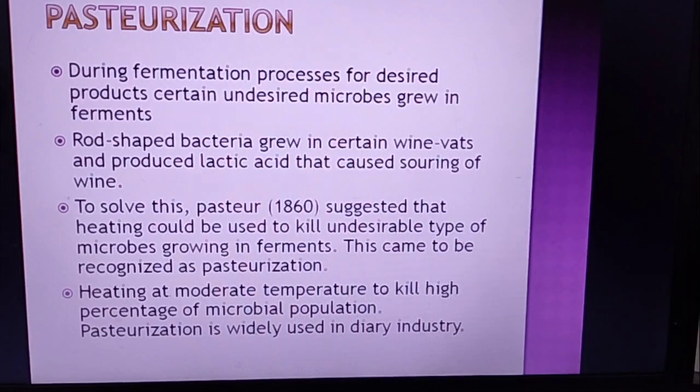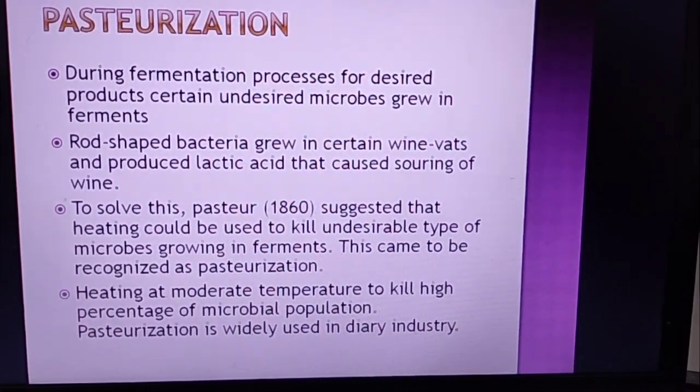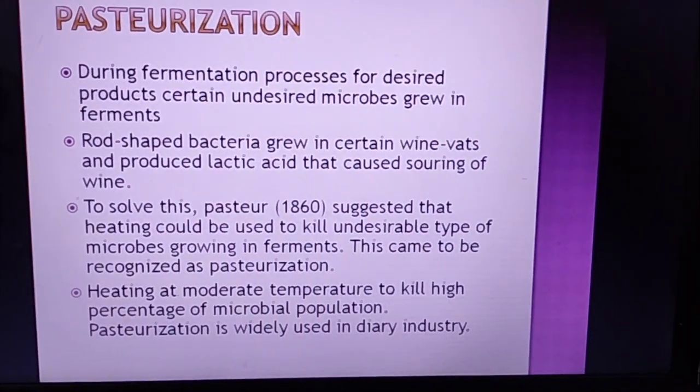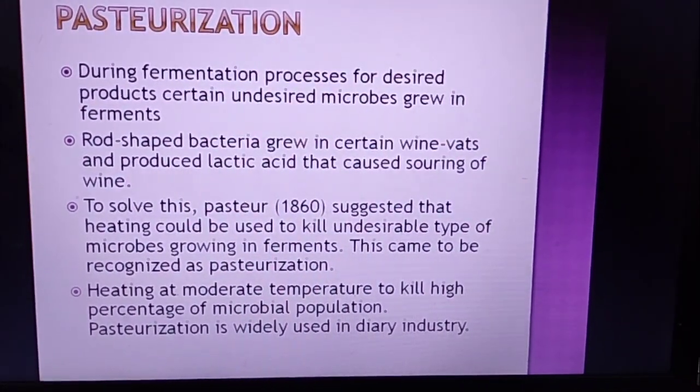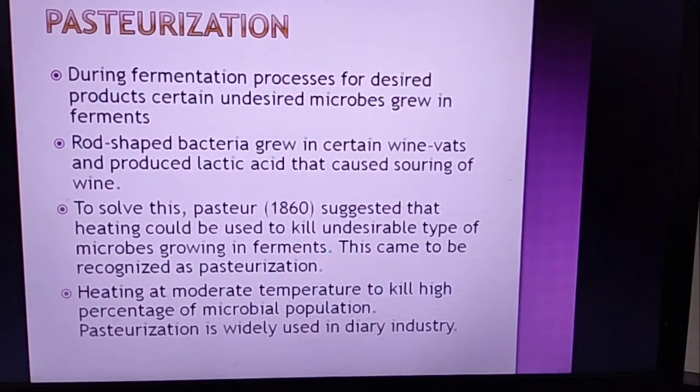Today also, heating at moderate temperature to kill a high percentage of the microbial population is known as pasteurization, and pasteurization is widely used in dairy industries.